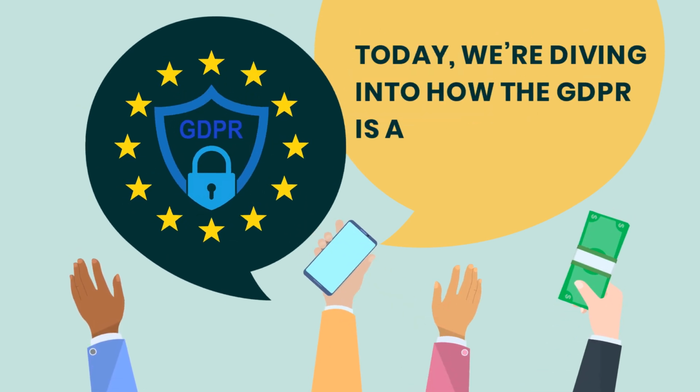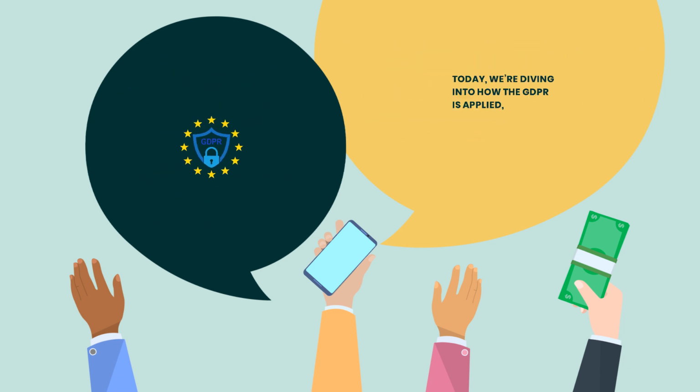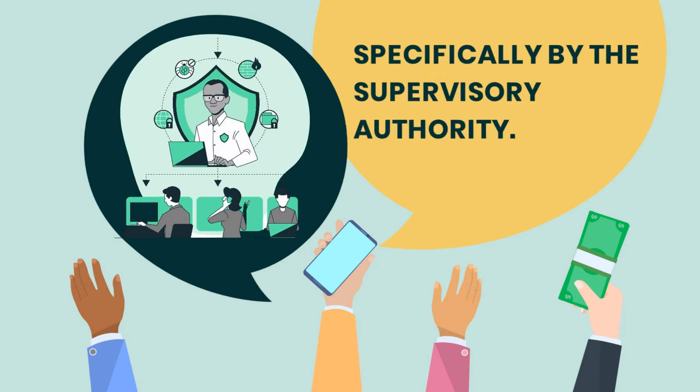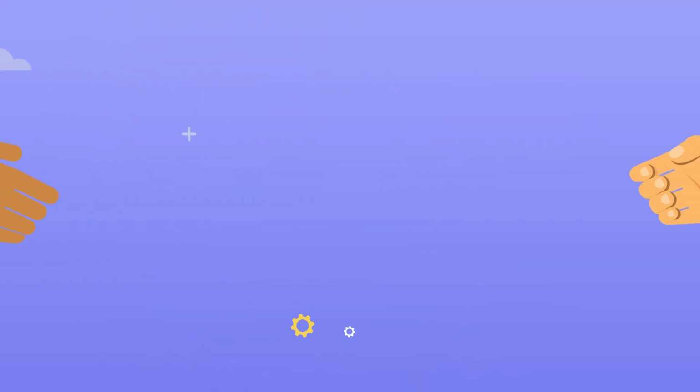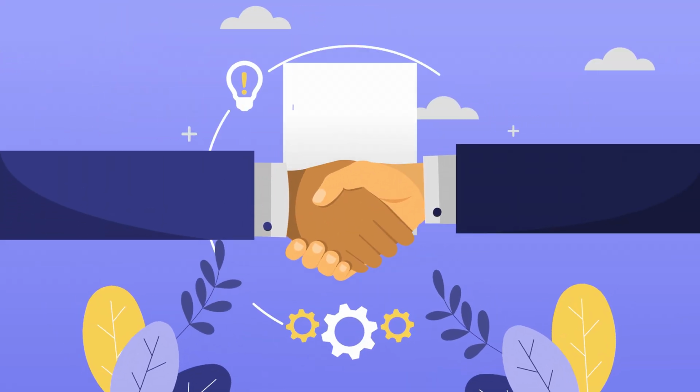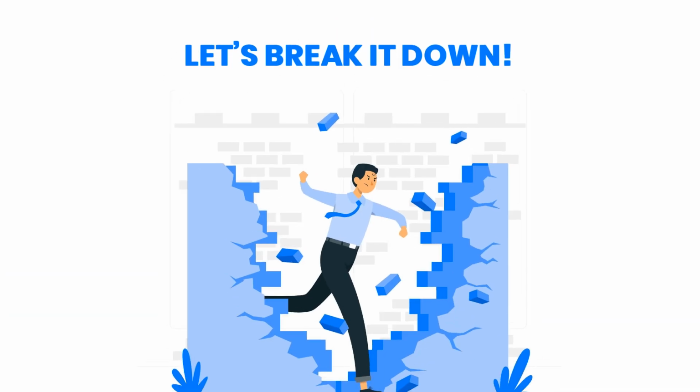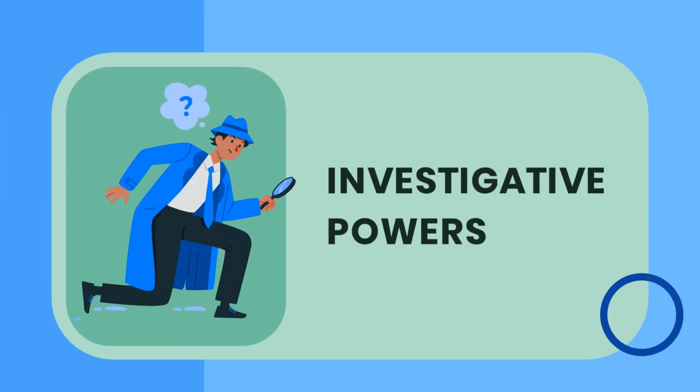Today, we're diving into how the GDPR is applied, specifically by the Supervisory Authority. You can think of them as the data protection watchdogs, making sure your personal information is handled responsibly. Let's break it down. Investigative powers.